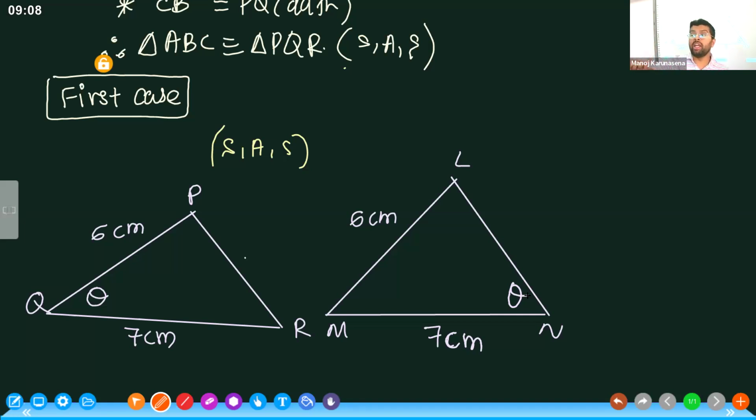Next topic: corresponding elements of congruent triangles.